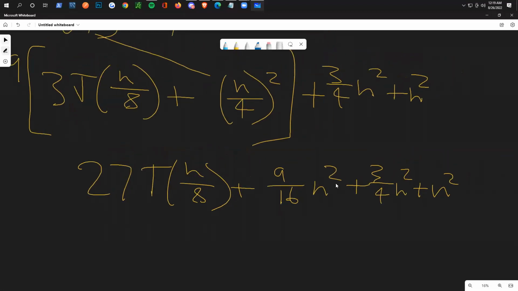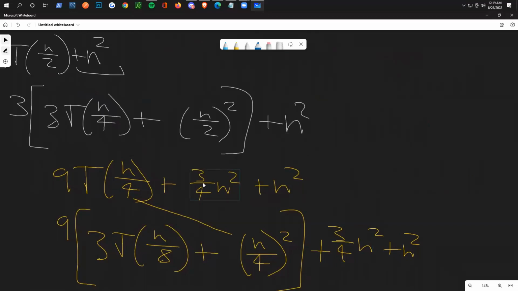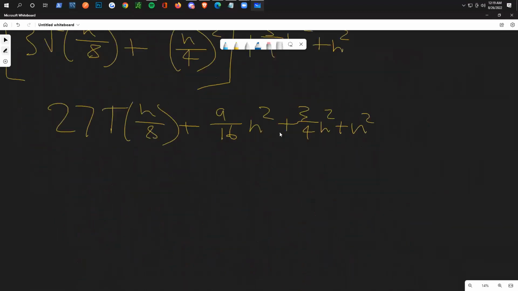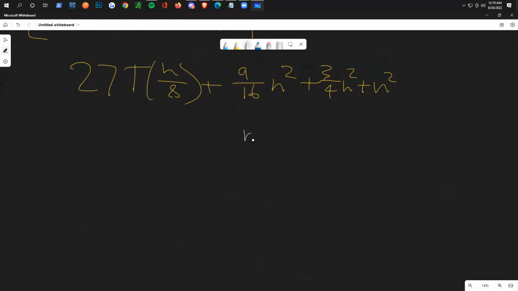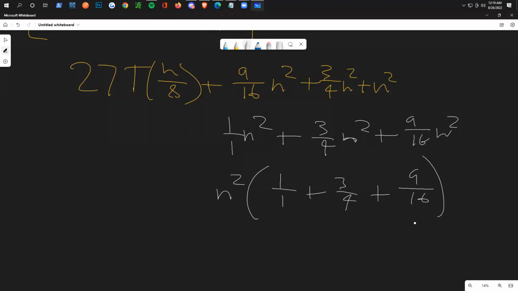Okay, so now let's order these summation terms in the order that we found them. n squared, 3 over 4 n squared, 9 over 16 n squared. So now we're going to have n squared, which is 1 over 1, plus 3 over 4 n squared, plus 9 over 16 n squared. Now from this, we have a constant term of n squared in all of them, so let's just pull that out: 1 over 1 plus 3 over 4 plus 9 over 16. Okay, so there we go.